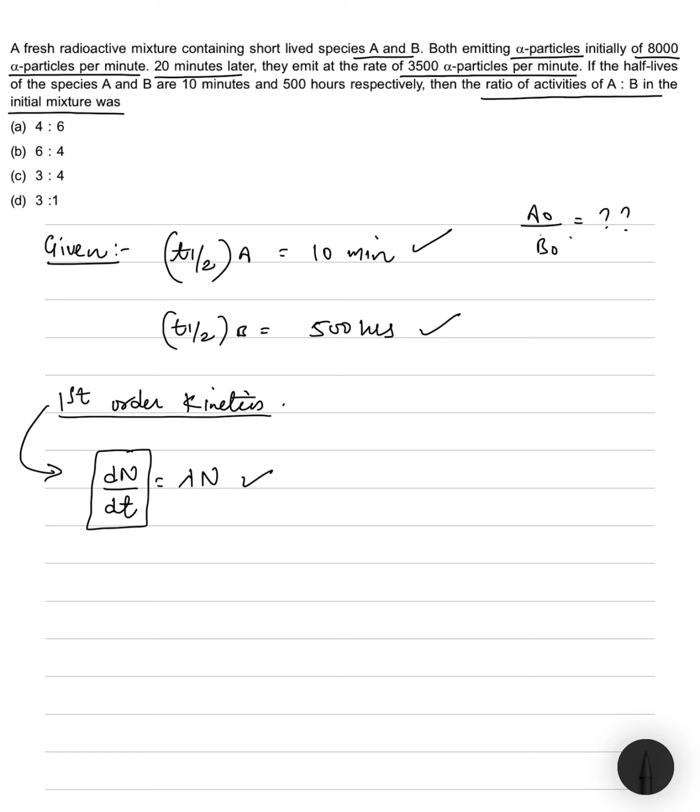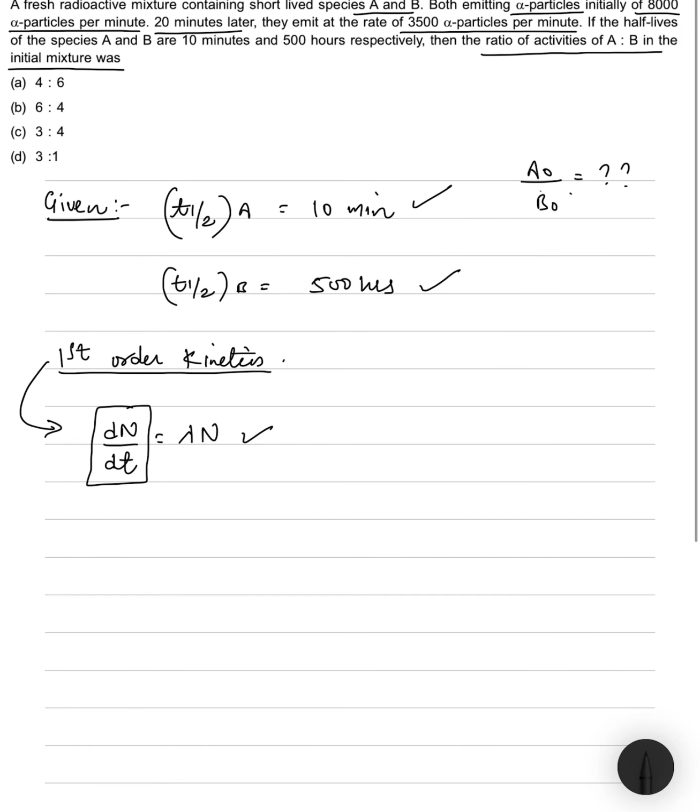Since the radioactive reactions follow first order kinetics, if we talk about the species A and B at T equal to 0, their initial activity is what? 8,000 alpha particles per minute. That means at T equal to 0, A naught plus B naught equals 8,000, right? Both A and B together are emitting 8,000 alpha particles per minute.